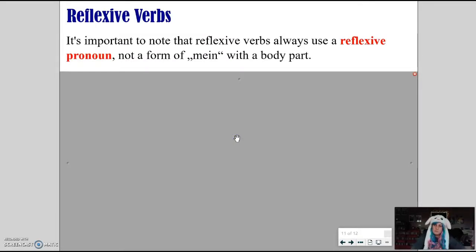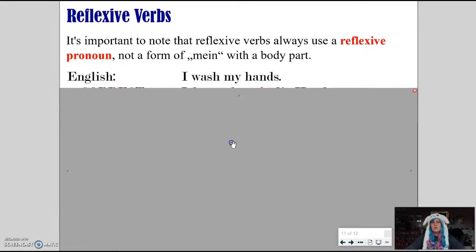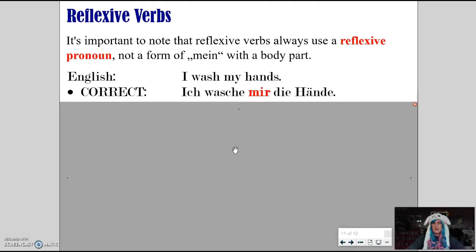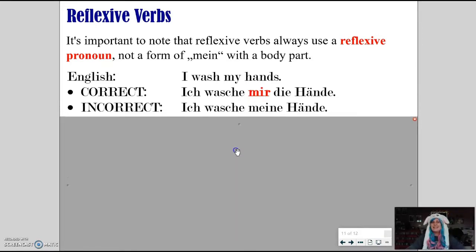So I mentioned this just a few moments ago, but this is really important, and it's a mistake that a lot of English speakers make when they are still learning the German language. It's important to note that the reflexive verb always uses a reflexive pronoun, not a form of mine with a body part. So let's look at some correct and incorrect usages here. If we have the English sentence, I wash my hands, this is the verb sich waschen, which is a reflexive verb. Correct to say, ich wasche mir die Hände. It's never correct to say, ich wasche meine Hände.